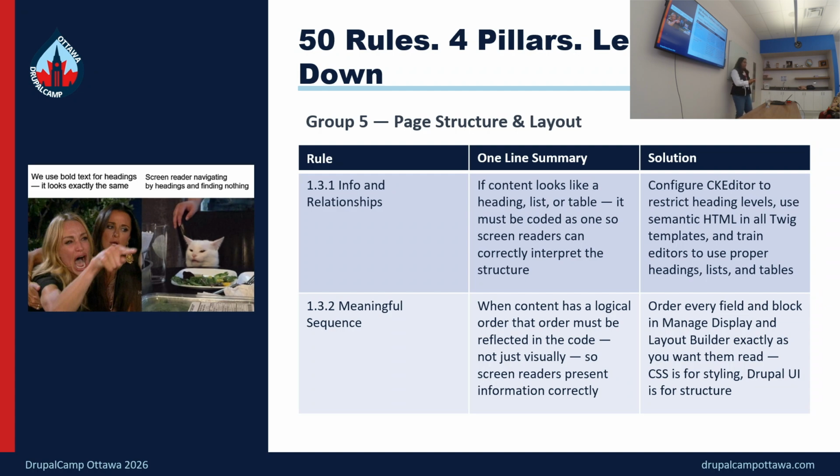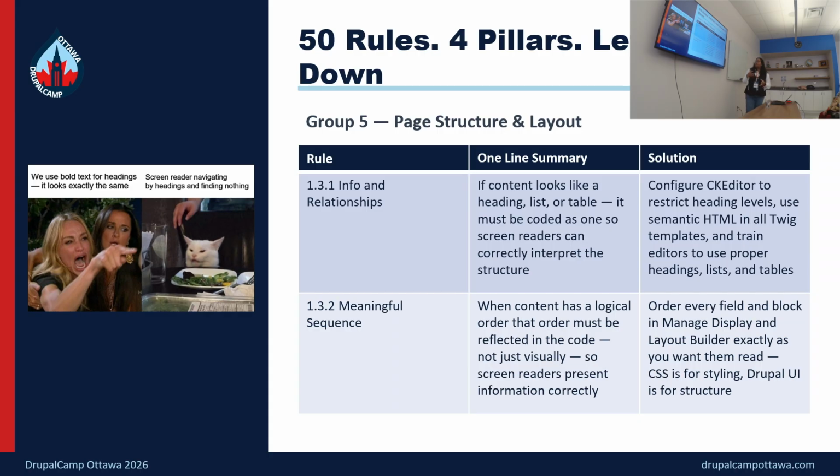For instance, if you want to create a heading, some people add bold CSS and maybe increase the font size, but once you strip off the CSS, everything is the same for the screen reader. A very simple quick test: strip off the CSS from your HTML structure and see if everything is in a proper structure, that is UL, LI structure and heading sections. The solution for this is to configure the CKEditor to restrict the heading levels, use semantic HTML in all the twig files, and train your editors to use proper headings, lists and tables.